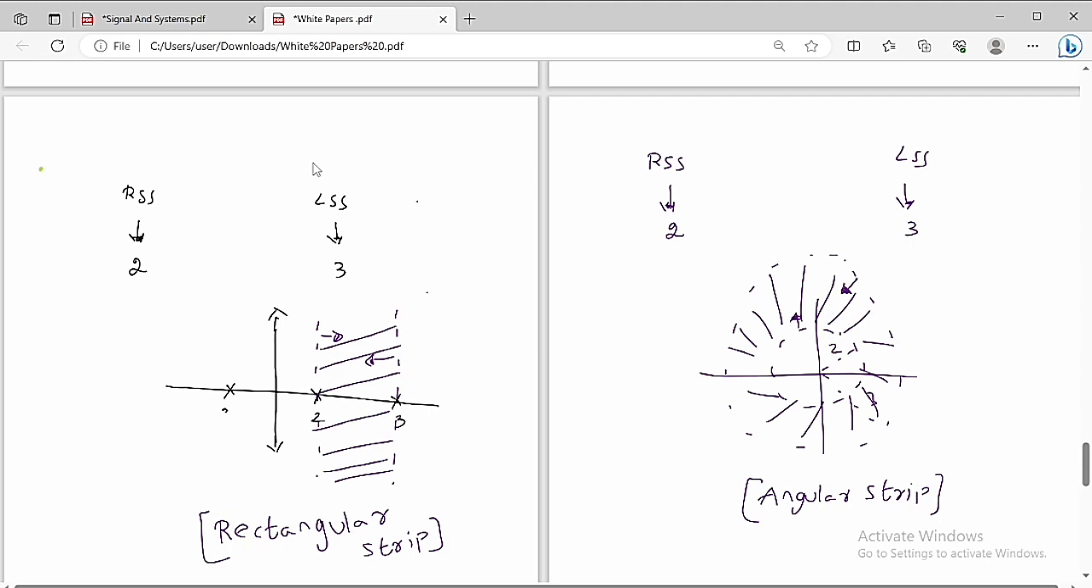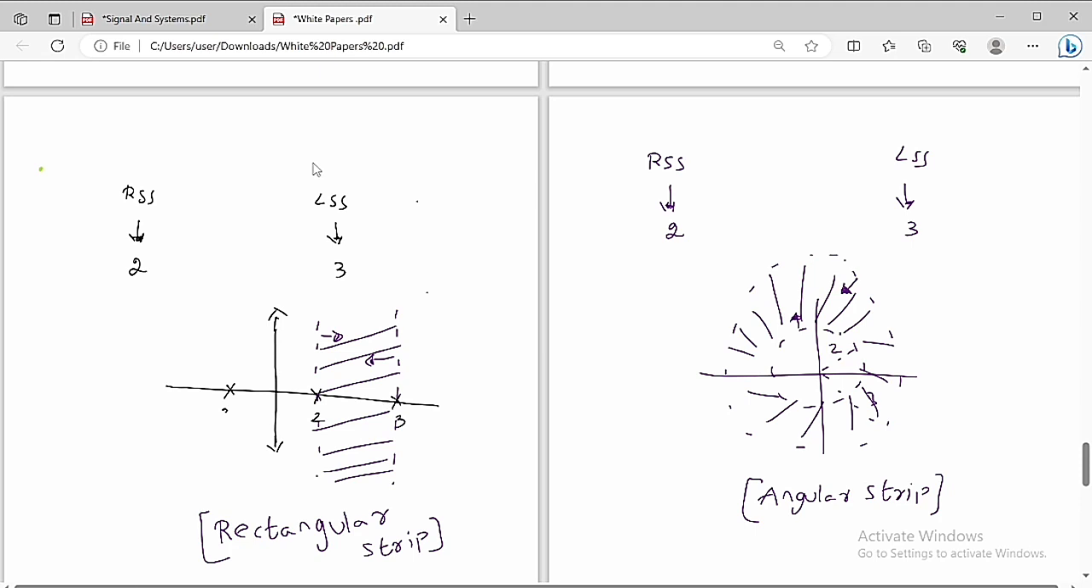Suppose they are given some signal. First you have to confirm whether the given signal is a right-sided signal or not. What's the meaning of a right-sided signal? If the signal f of t is equal to 0 for t less than 0, then we say it's a right-sided signal. Confirm this one.